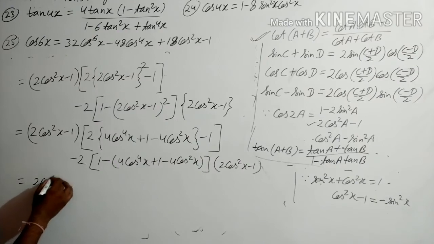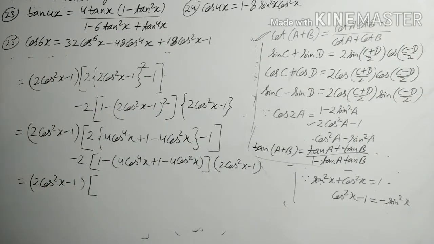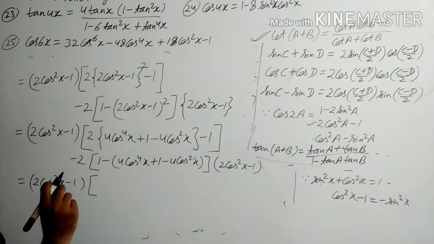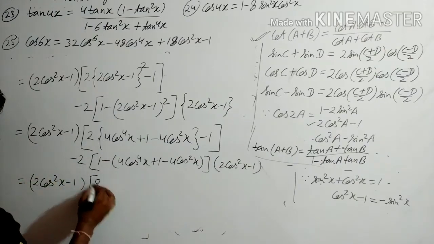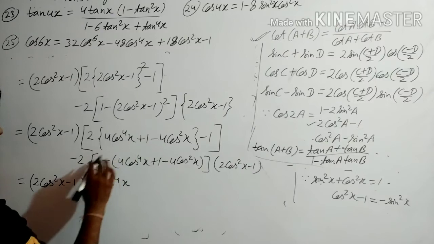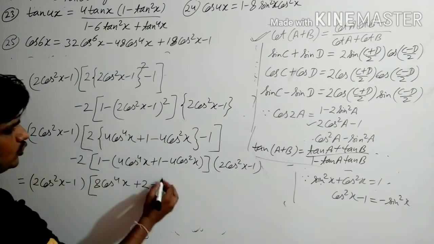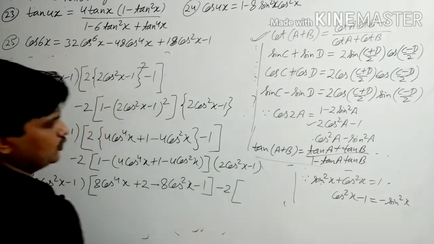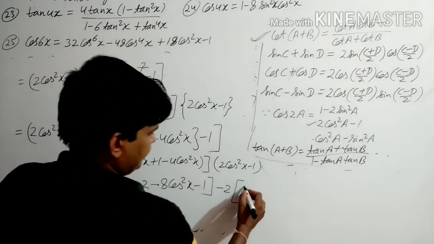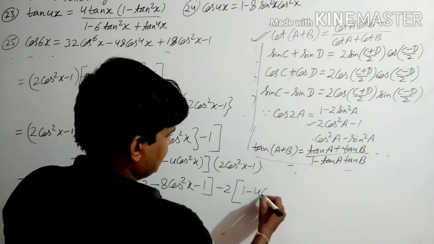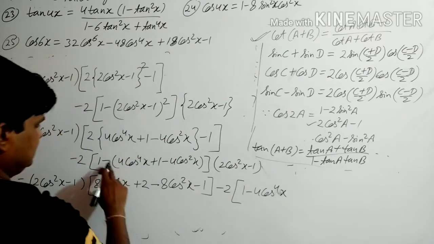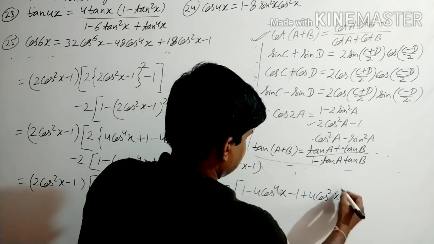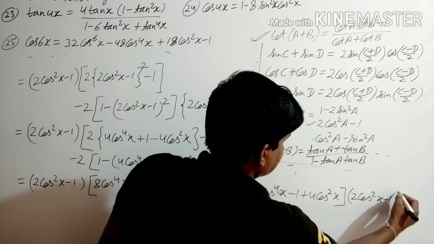Equals to 2 cos square x minus 1 into 2 into, देखिए 4 cos square x and यहां पे हमारे पास 2 into 4, so we get 8 cos की power 4x plus 2 minus 4 into 2, 8 cos square x minus 1, minus 2 into 1 minus 4 cos square x, 4 cos की power 4x minus 1 and minus minus plus 4 cos square x into 2 cos square x minus 1.